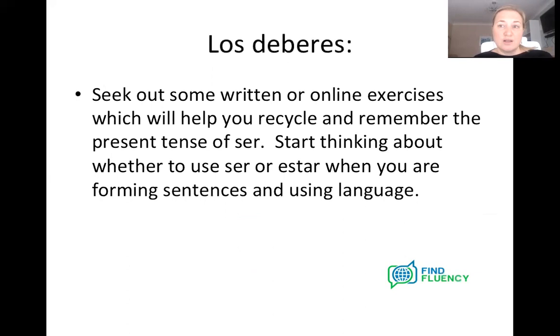Okay, los deberes, a little bit of homework for you then. Just the same as the homework for Estar, and it's the same with a lot of the grammar. Seek out some written or online exercises which will help you recycle and remember the present tense of ser. I almost said past tense there, getting ahead of myself. The present tense of ser. And also start thinking about whether to use ser or estar when you're forming sentences, when you're practicing, when you're doing some writing, when you're trying to talk. Should I be using ser? Should I be using estar? Think about the rules that we've learned, the points that we've covered, and try to make sure that you're using the correct verb.